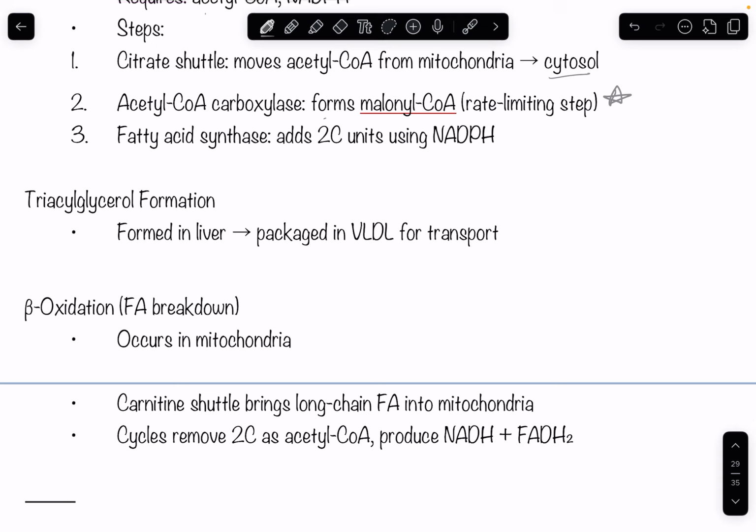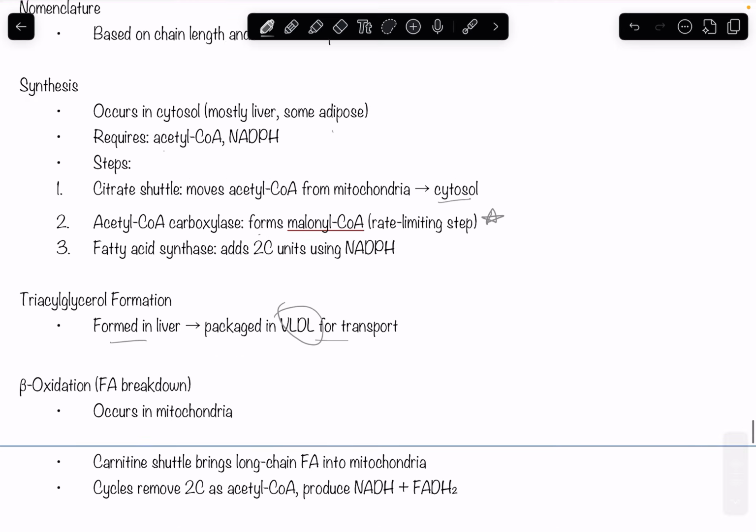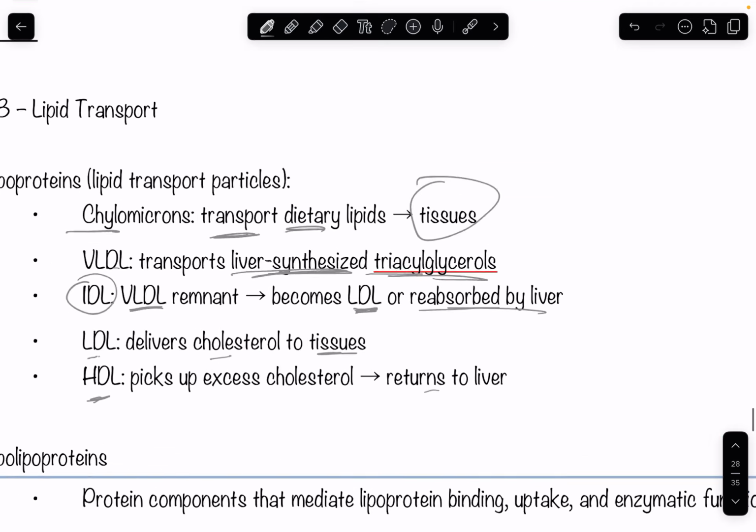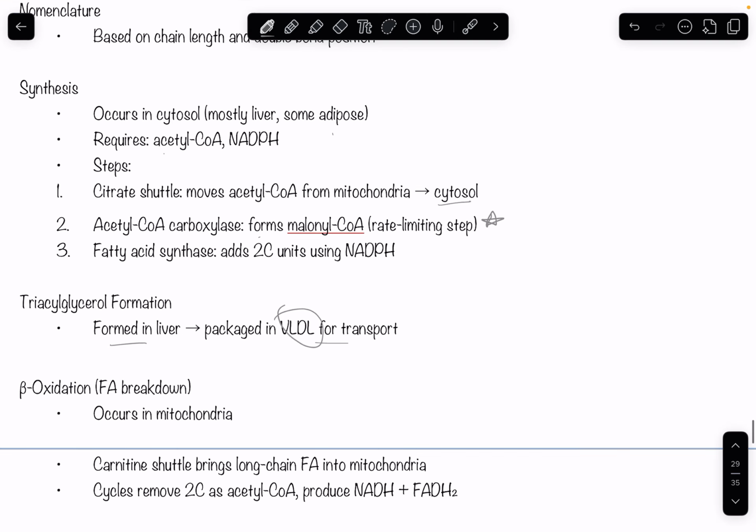And triglyceride formation. Triglycerides are formed in the liver, and then they're packaged into VLDLs for transport. And again, we know VLDLs are a type of lipoprotein transport particle. Okay, so let's keep going.